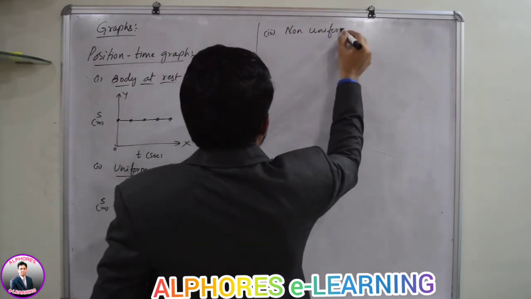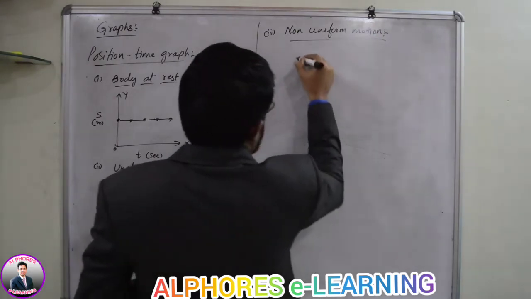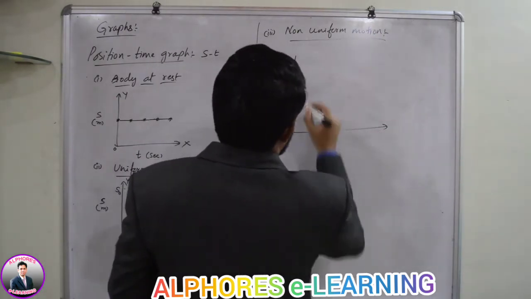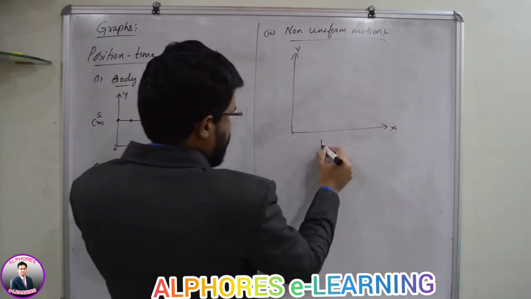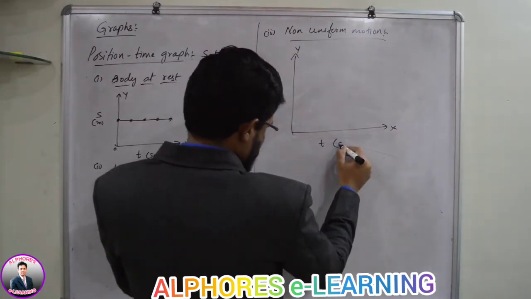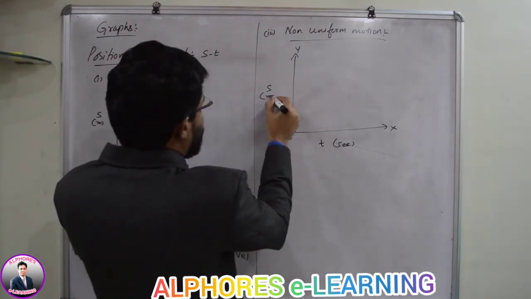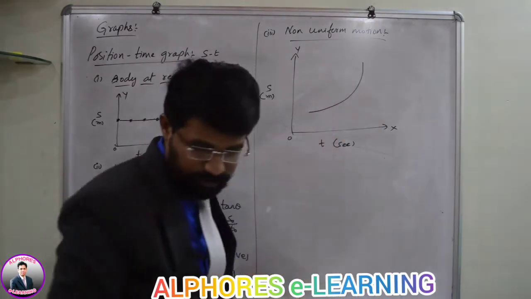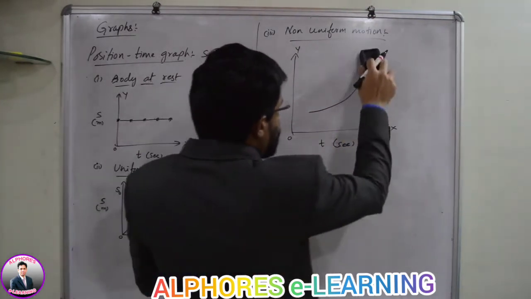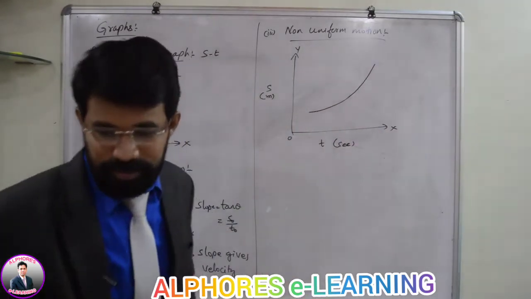Non-uniform motion. If a body is undergoing non-uniform motion, how does this graph appear? As usual, on the x-axis I will take time, which is measured in seconds. On the y-axis I will take position, which is measured in meters. Let us say the graph is something like this. It's non-uniform motion.